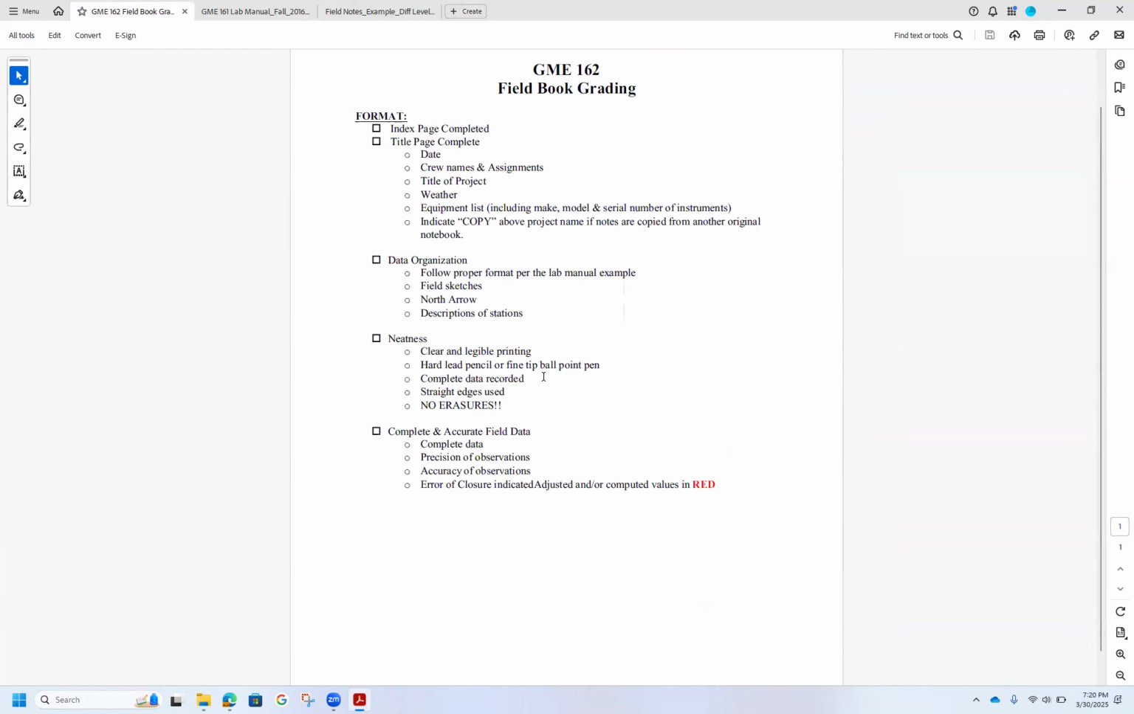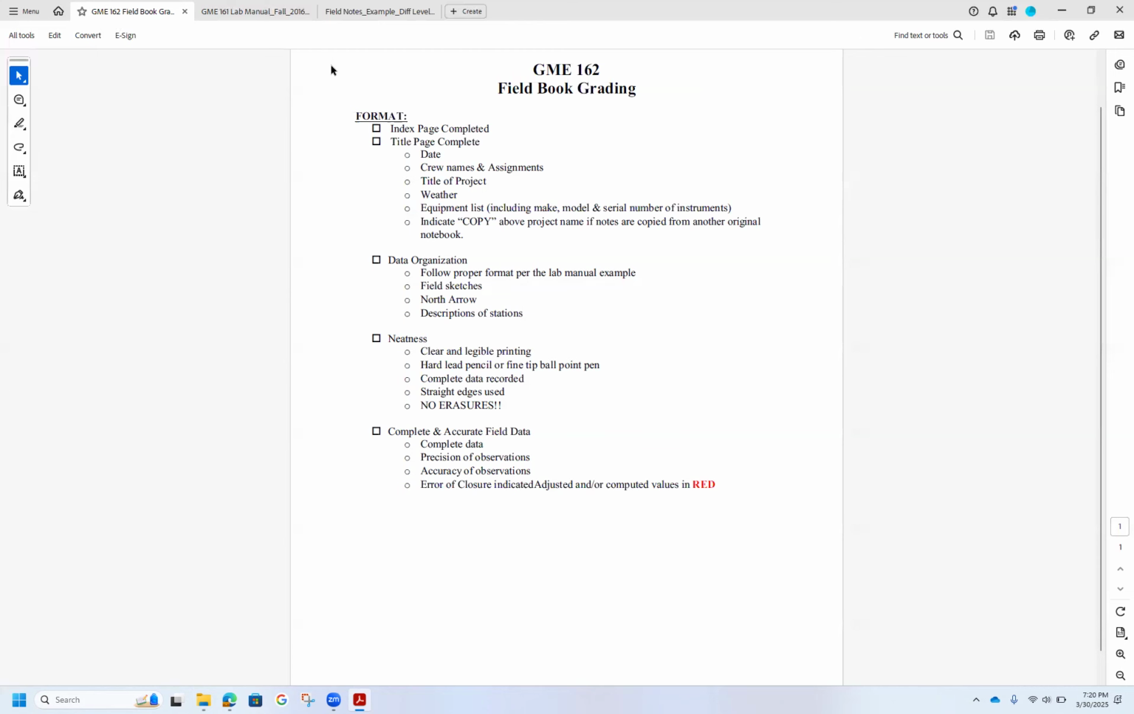And again, complete accurate field data. Do you have all the data completed? Precision of observations, accuracy of the observations, error of closure indicated, adjusted or computed values in red. So when we run through a level loop, you're going to have your original data, and the elevations that you compute as you're going through. Once you close that, minimum class 3 or whatever we require, you run through your computations and then input the adjusted values in red. I'll show you that in a second.